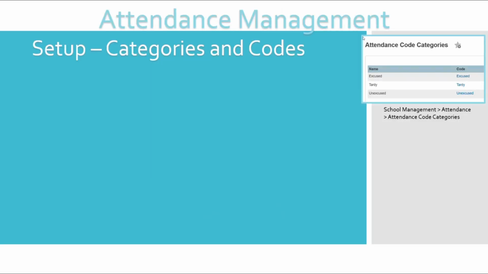All right, so starting off, we'll look at code categories. So these are usually set by your district, even though they're set up within the building. The district typically decides these. Usually you'll just see the three basic that we have here: the excused, tardy, and unexcused.